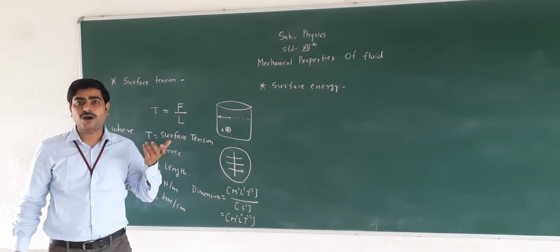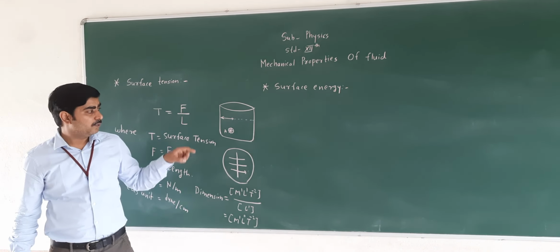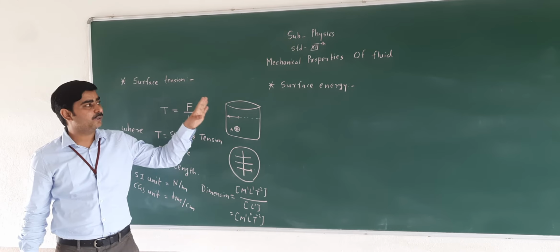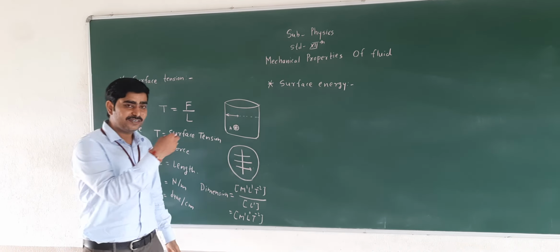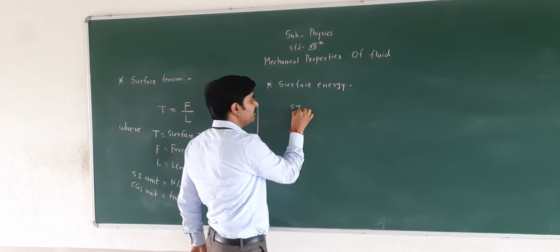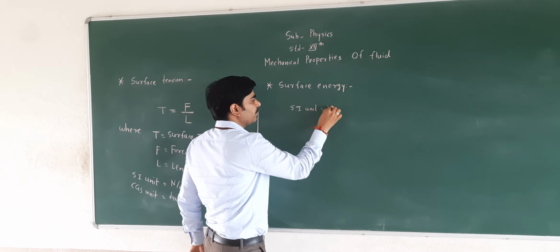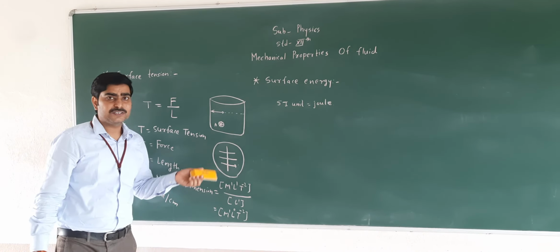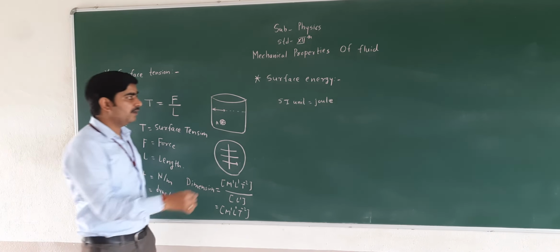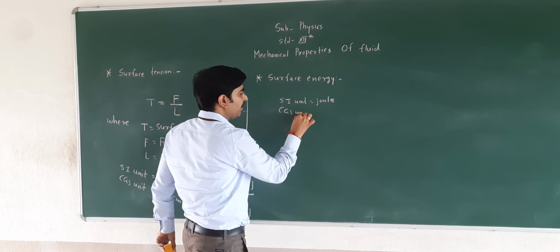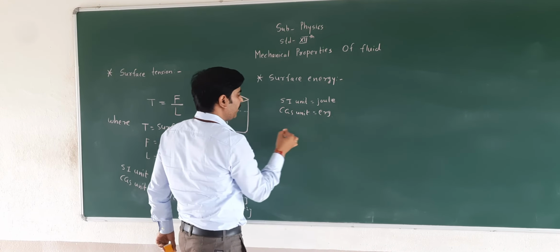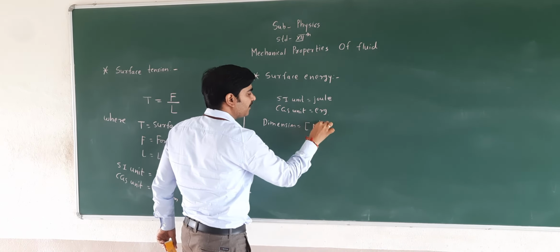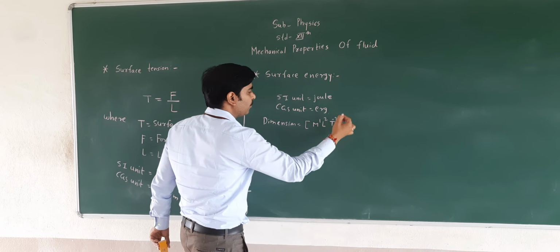as the amount of work that has to be done to bring the liquid molecule above the surface of liquid is known as surface energy. As it is the energy, so what will be its SI unit? Its SI unit is joule. The SI unit of surface energy is joule. And what will be the CGS unit? Its CGS unit will be erg. And what will be its dimensions? Its dimensions are 1 in mass, 2 in length, and -2 in time.